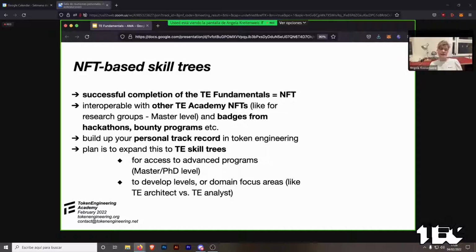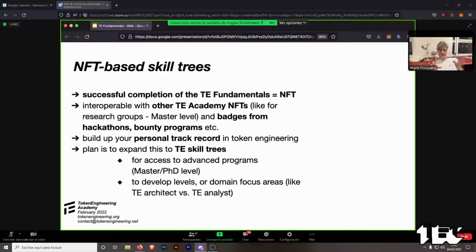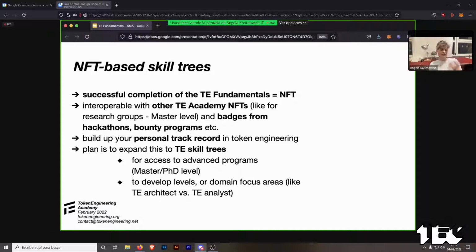We have been running research groups with Balancer, with Hydra DX in DeFi, with Gitcoin on quadratic funding. So there we have certain challenges, and we work together on these challenges, a little bit like a hackathon. So other NFTs from TE Academy or badges from other hackathons and bounty programs will form your own personal track record in token engineering. And this will be part of the platform, of course, to make this accessible and also to make this visible for everyone.